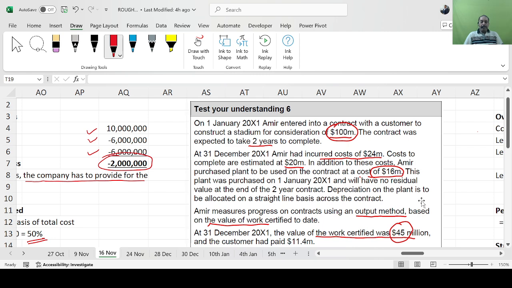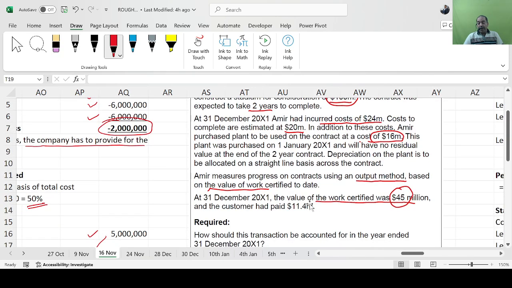Okay. Amir measures progress on contracts using an output method based on the value of work certified up to date. And they have given you the output work certified on 31st December. The value of the work certified is $45 million. Customer has paid $11.4 million. All figures are given to you. You don't have to worry. But you should know which figures to put where.